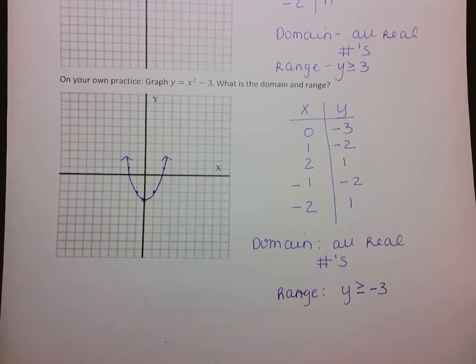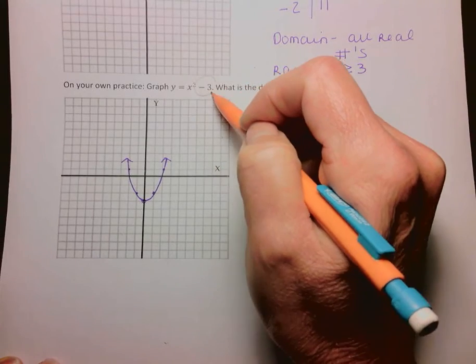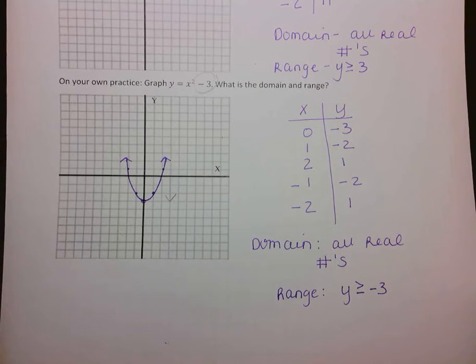Now let's look at this one. The domain, again, is all real numbers. But here, the range is y is greater than or equal to negative 3. And again, look at what happened here. Here, my graph is shifted down 3 units. The vertex is shifted down 3 units.